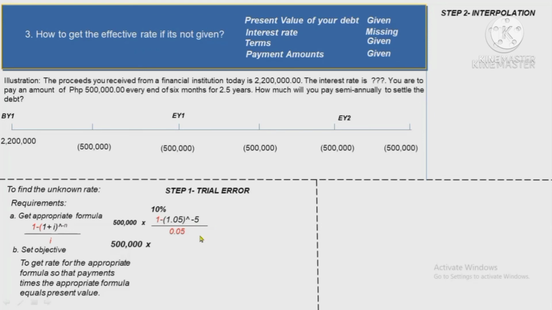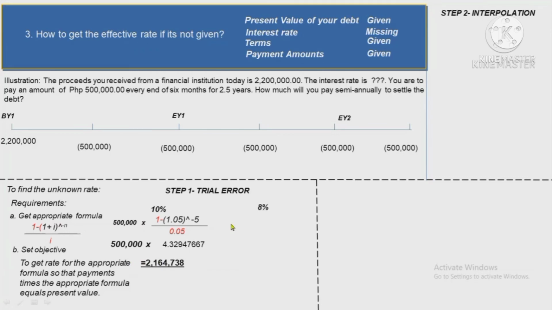So to simplify, you have 500,000 and we simplify this, you're gonna have 4.32947667. 500,000 times this one equals 2,164,738. But since it's lower than our 2.2 million goal and we need to increase this one, we have to try a lower rate, let's say 8%.